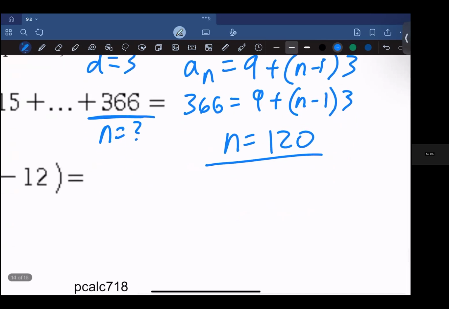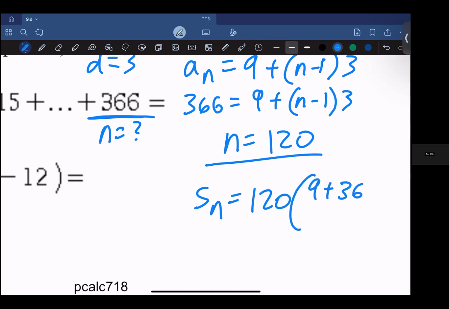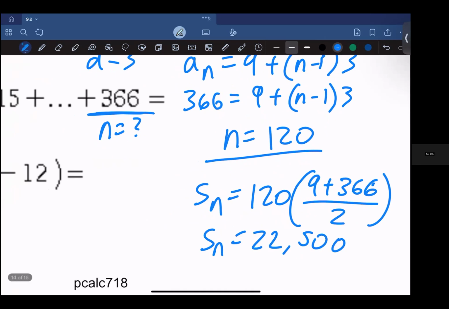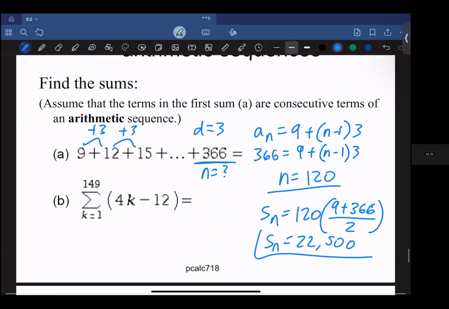Now my next step will be to utilize the series function. So I have S of n is equal to 120 times (9 plus 366) divided by 2. Oh, earlier I said sine function, huh? Not sine, series function. Plug that all in, and you will get your series to be 22,500. Cool.